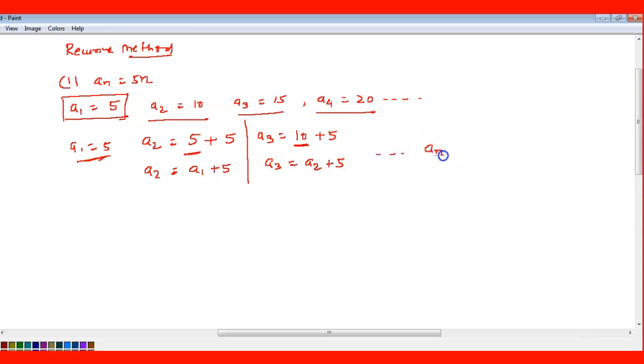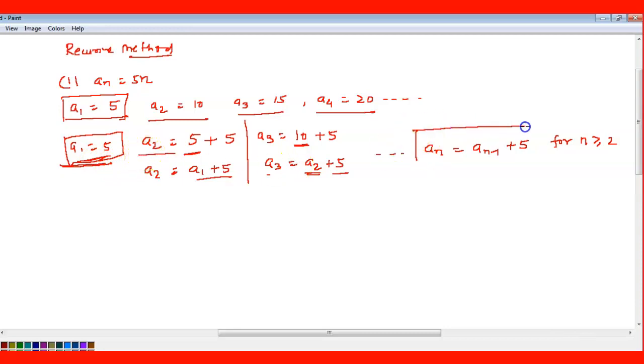If you write an, what are we getting here? The first term is as it is only, the second term is the preceding term plus 5, the third term is the preceding term plus 5, right? Similarly, the nth term will be the preceding term plus 5, and the preceding term of the nth term is the n minus 1 term, right? We can write the condition: this is only applicable when n is greater than or equal to 2, because we have not considered the first one. The first one is just 5 only, right? If you want to find the second term, third term, fourth term, and so on, up to the nth term, you can use this recursive function.